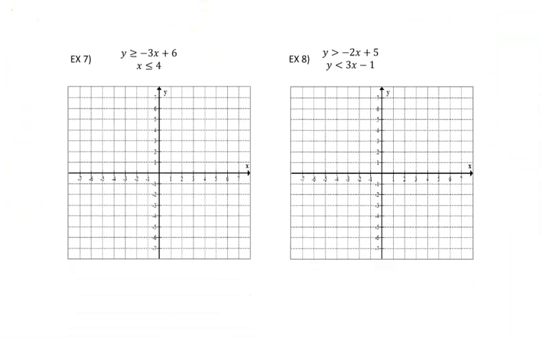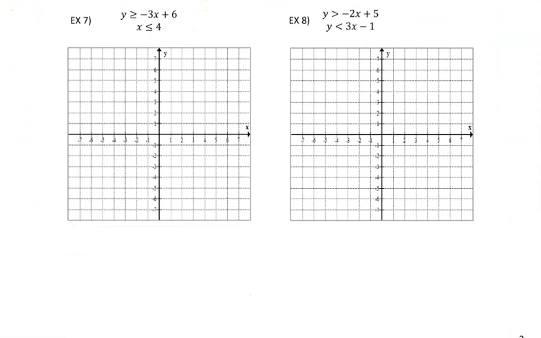All right, example 7. So same exact idea. We have y is greater than or equal to -3x plus 6, and x is less than or equal to 4. So again, top blue, bottom yellow. We're going to have y equals -3x plus 6 for our first one. So our slope is -3 over 1. Our y-intercept is (0, 6).